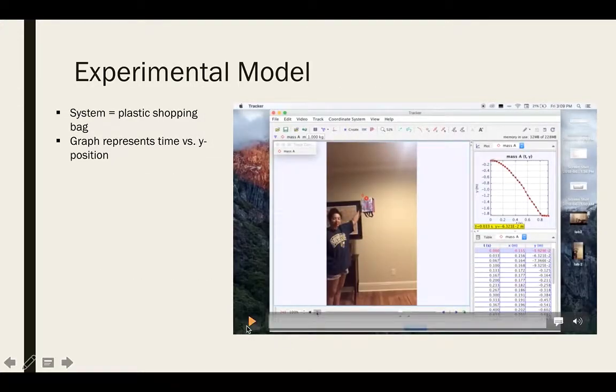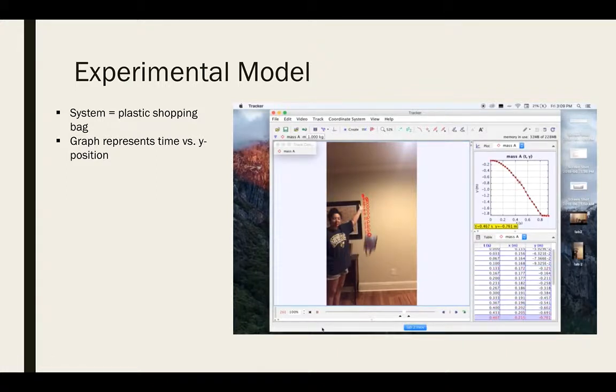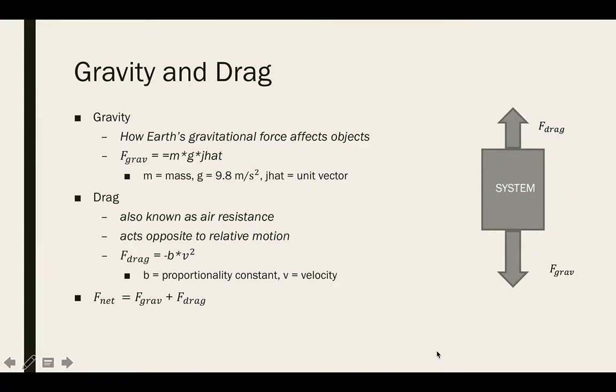In the experimental model, I chose a plastic shopping bag as my system. The lab called for the falling object to fall slower than a rock, so I decided the bag would be a good model because its lightness will allow air to offer greater resistance to its falling, and its shape also allows it to catch more air than a solid object. After using Tracker to track the motion, I received this parabolic graph representing the time versus the y position.